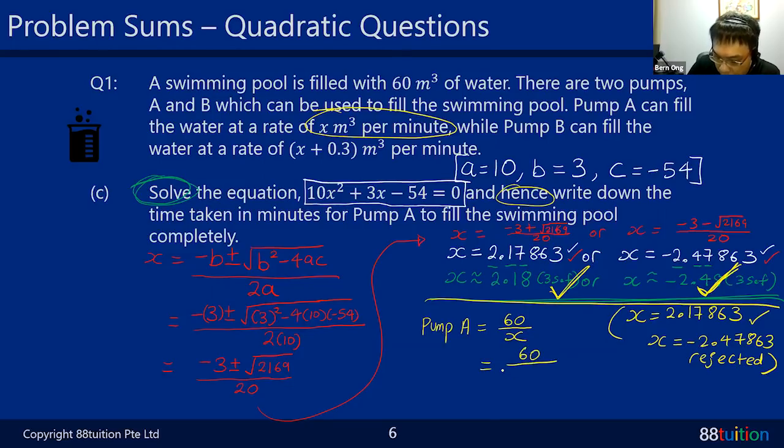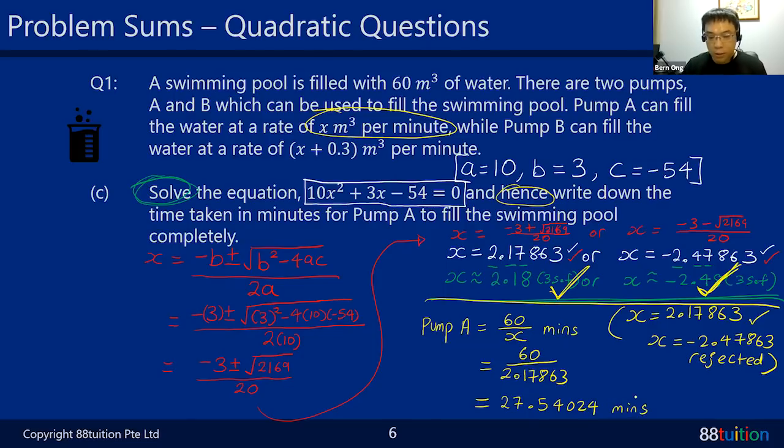X, in this case, you take the 2.17863. What do you get? Press your calculator. All right. So 60 divided by, just now the answer is 8.57. Is it? Let me press again. 60 divided by 2.17863. All right. I get 27.54024. And this is in what? This is in minutes. All right, this is already in minutes already.